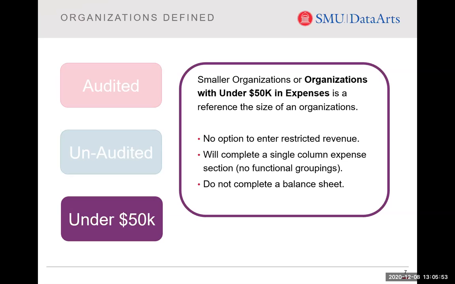These organizations will not see an option to enter restricted revenue. They will complete a single column expense section without the 3 functional columns of program, management and general, and fundraising, and they will also not complete a balance sheet.